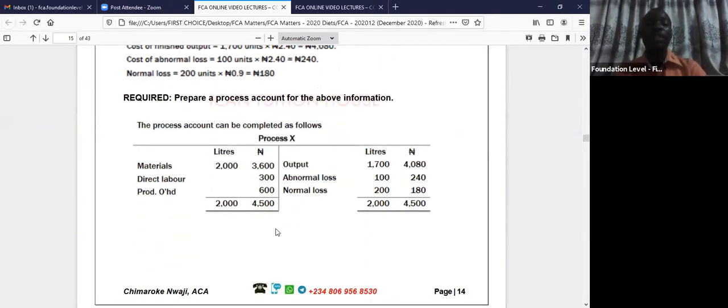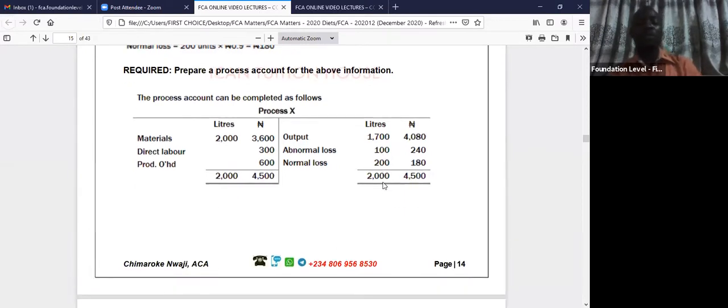Now look at the process account. Let's forget about the left-hand side because it's unchanged. It's the same. The right-hand side, your output has been multiplied by 2.4. Your abnormal loss, the same thing. And your normal loss is at the scrap recoverable value.